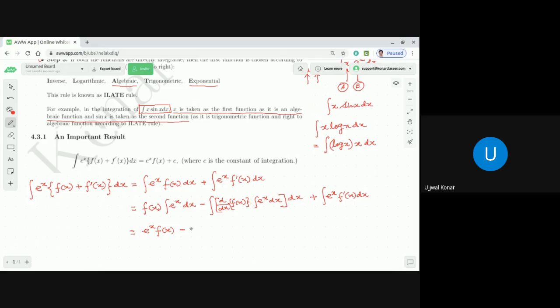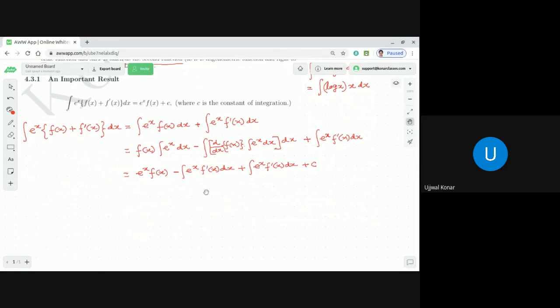minus d/dx of fx, which is f dash x, and the integration of e power x is e power x. So what we get is e power x into f dash x dx, plus the integration of e power x f dash x dx, plus c, where c is an integrating constant. So now the minus e power x f dash x dx and the plus e power x f dash x dx integrals will get cancelled. So what we end up with is e power x fx plus c.